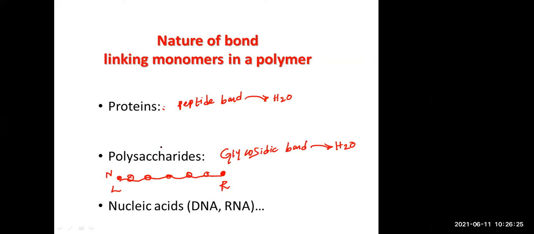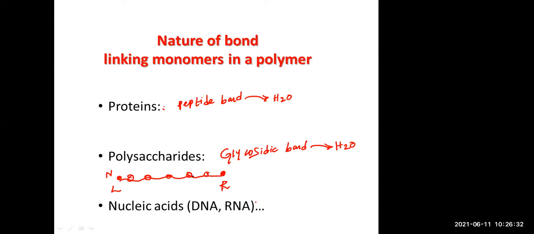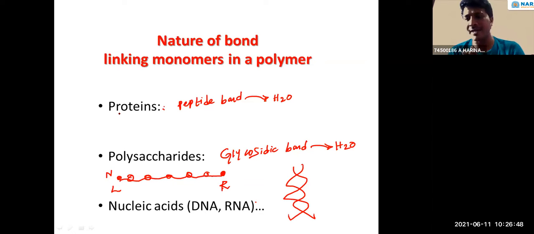Nucleic acid is a polymer of nucleotides. DNA is a double helix. It is made up of two polynucleotide chains, right? How are they arranged? Anti-parallel to each other. Next.